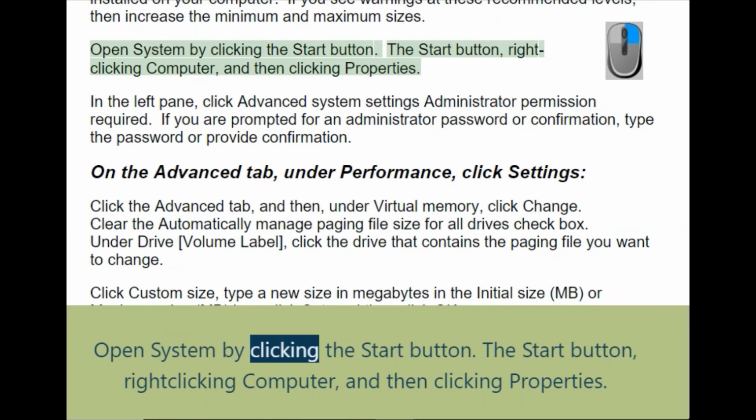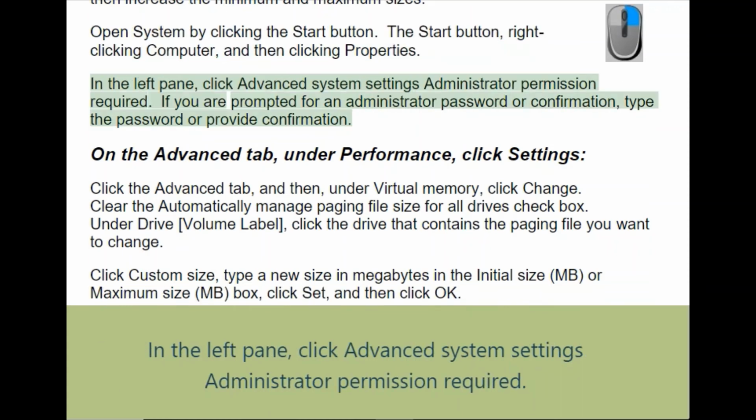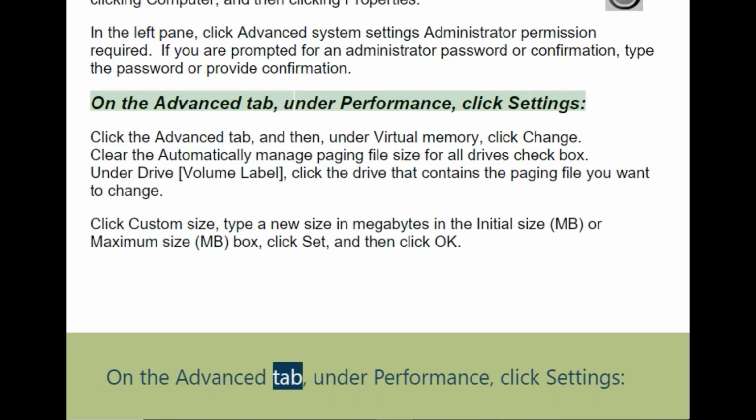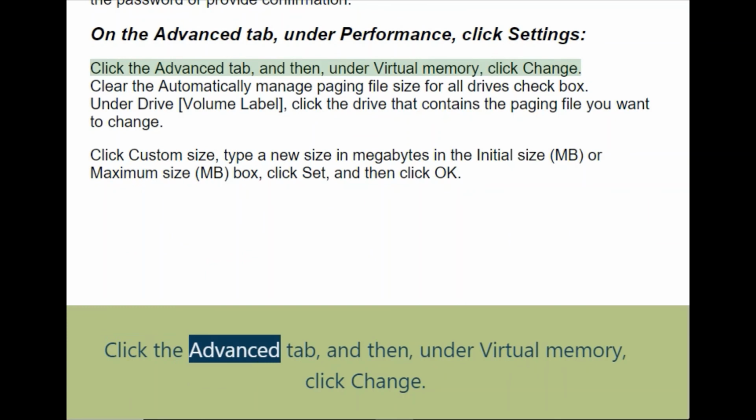Open System by clicking the Start button, right-clicking Computer, and then clicking Properties. In the left pane, click Advanced System Settings. Administrator permission required: if you are prompted for an administrator password or confirmation, type the password or provide confirmation. On the Advanced tab, under Performance, click Settings. Click the Advanced tab, and then, under Virtual Memory, click Change.